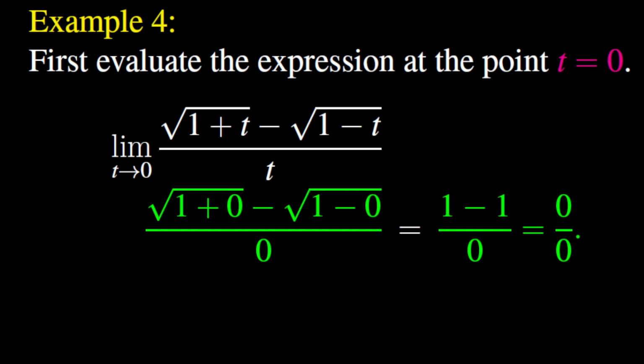Once again we will try to evaluate the expression at the point t equal to 0. We replace t with 0 and obtain, the square root of 1 plus 0, minus the square root of 1 minus 0, over 0, which is equal to 1 minus 1 over 0. Thus we have 0 over 0, this is undefined. This means that we have to simplify the entire expression.